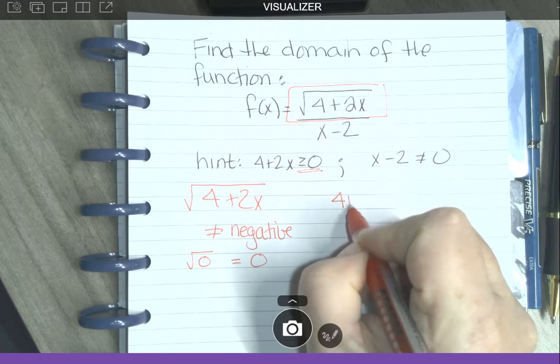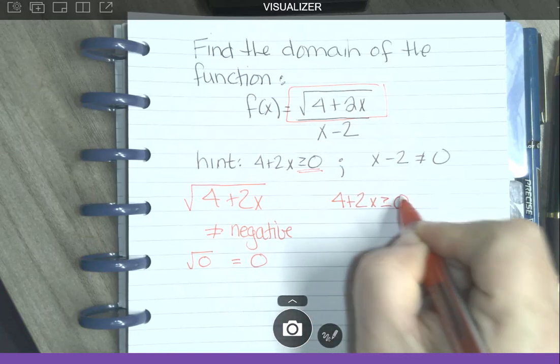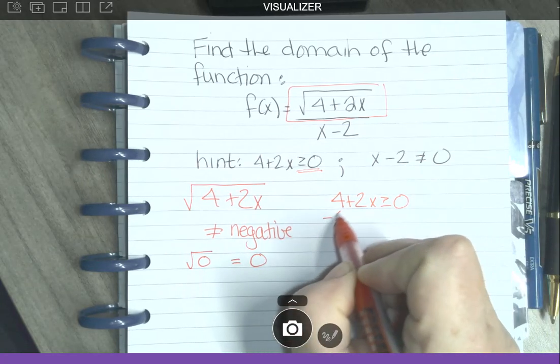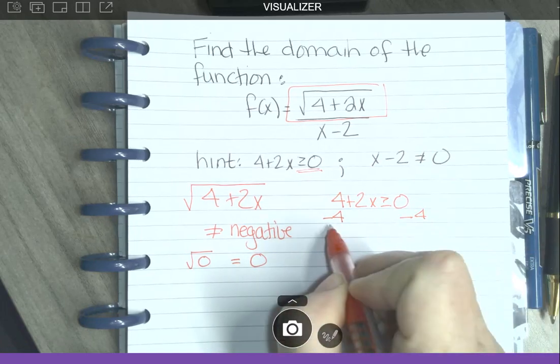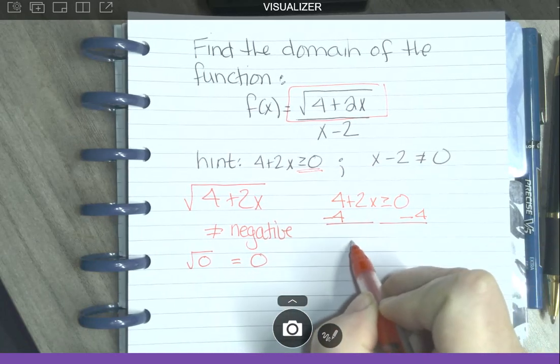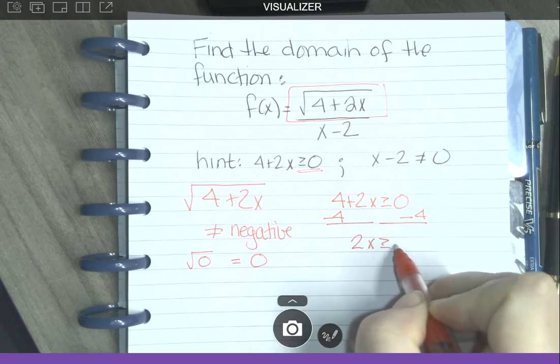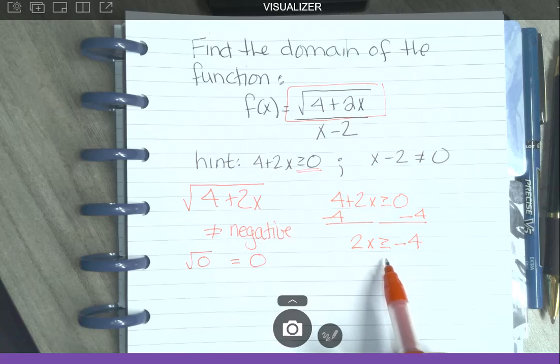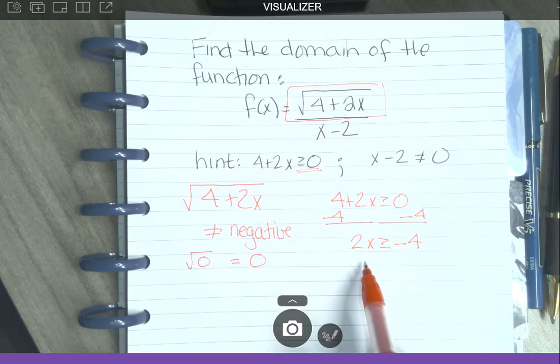Let's write it out. 4 plus 2x is greater than or equal to 0. Well, now we just need to solve for x. Let's do some algebra here. I'm going to subtract 4 from both sides of the inequality. That gives us 2x is greater than or equal to negative 4. Some of you are thinking, hey, Catherine, we need to flip stuff. Nope, nope, nope. We only flip our inequality when we multiply or divide by a negative number, and we haven't done that.